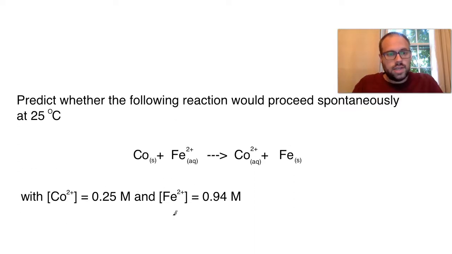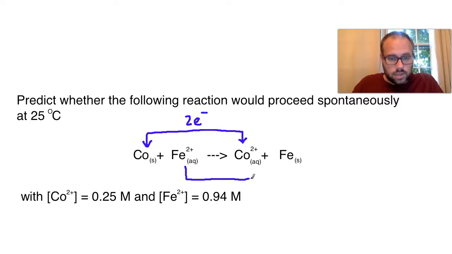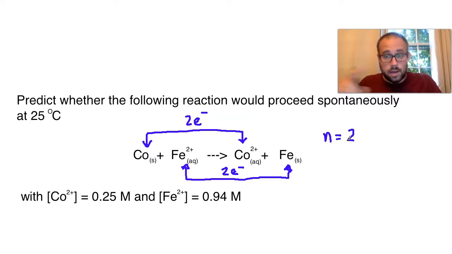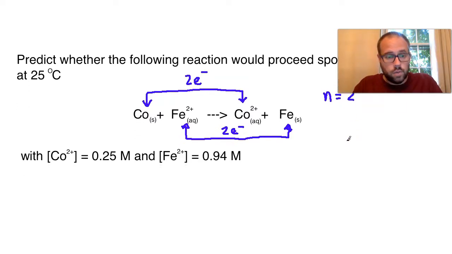So right here it says predict whether the following reaction would proceed spontaneously at 25 degrees Celsius. All right, so it's got solid cobalt and iron 2+ going to cobalt 2+ and iron solid. So what we're taking a look at here, you can see the cobalt is being oxidized. It's losing 2 electrons. And in the process, iron 2+ becomes iron solid, so it is gaining 2 electrons through reduction. So in this case, n is going to equal 2, and we'll want to keep that in mind because that's going to go into the Nernst equation when we're working with it.